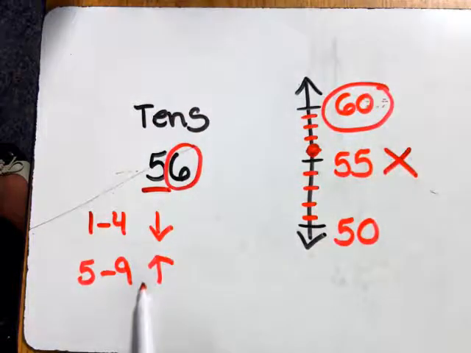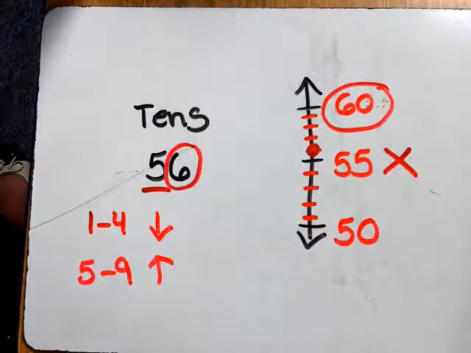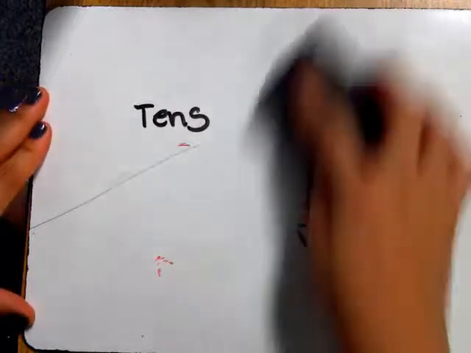And you know that because of this song. The 6 would make us round up to 60. All right, let's try rounding to the tens place with a 3-digit number.